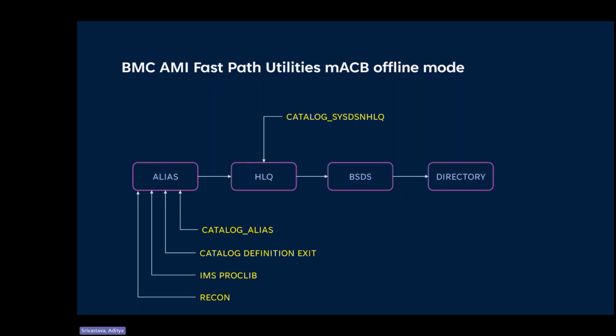All right. So let's look at the catalog_alias or the SYS_DSN_HLQ keywords, what happens in this? Okay. So the catalog_alias keyword is used like catalog_alias equal to IMS1. When I do that, I'm telling my run that the alias name is IMS1.